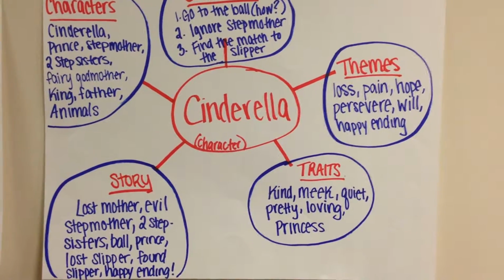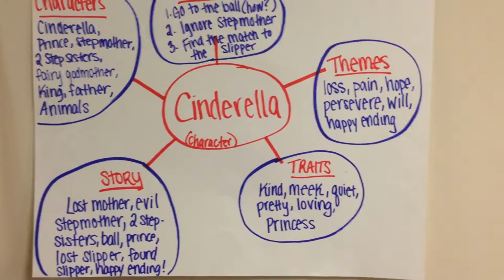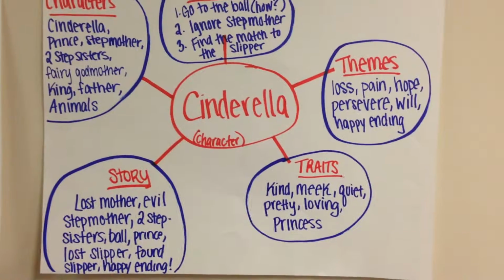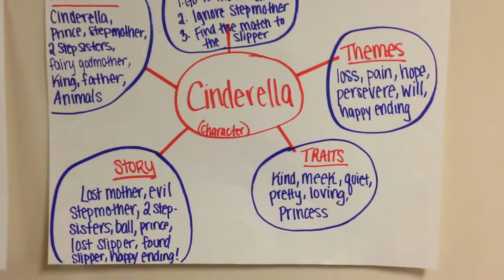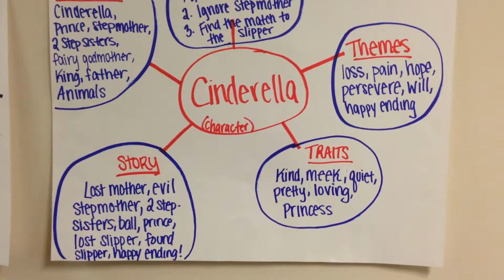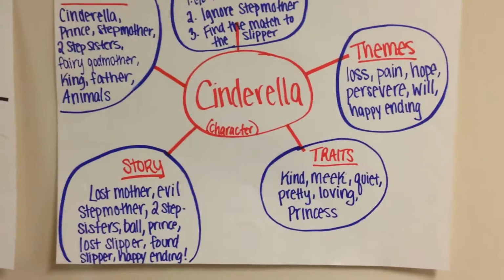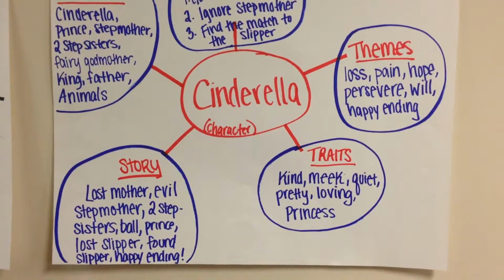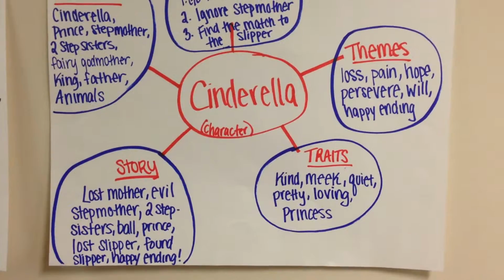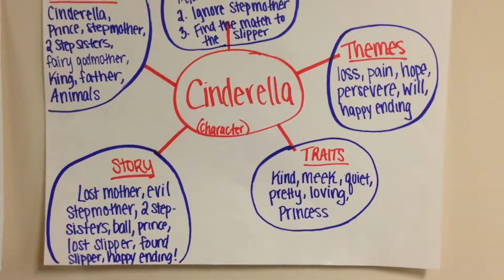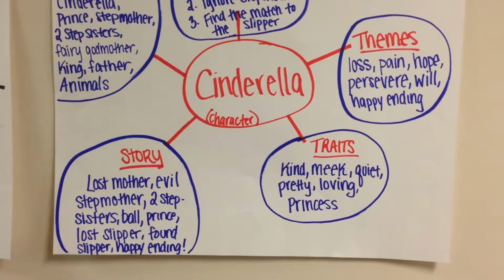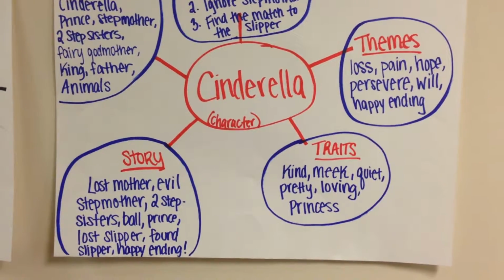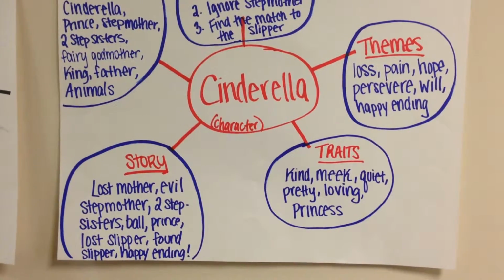I then moved on to themes, which you see on the right-hand side. What are some big themes in this story? Well, I thought loss, pain, hope, perseverance, will, happy endings. I thought those were all pretty important in the story. Then I moved on to traits. What do I know about Cinderella? Why is she important? Well, she's kind, she's meek, she's quiet, she's pretty, she's loving, she's a princess.